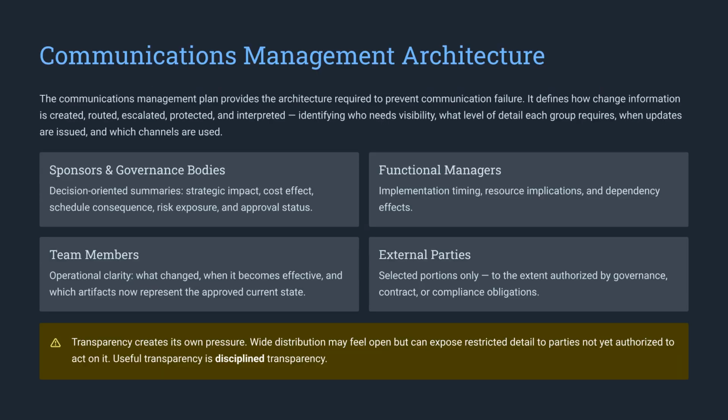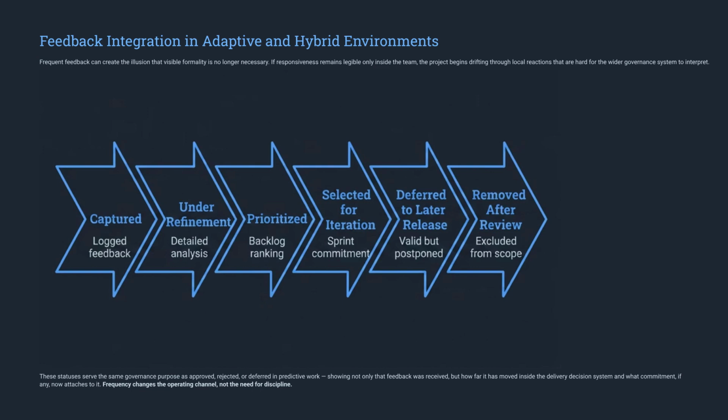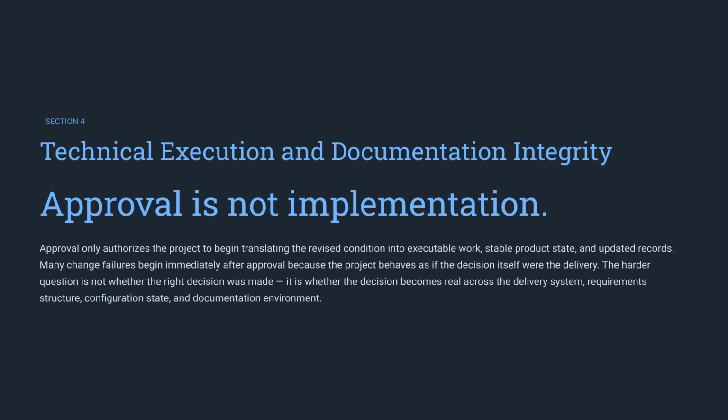A strong communications management plan is the backbone of project integrity. It ensures that critical change information is created, routed, and understood by the right people, while shielding sensitive details from unauthorized access. Frequent feedback in adaptive environments is valuable, but it must be managed. Without discipline, the project risks drifting into local reactions that the wider governance system cannot interpret, ultimately undermining the project's goals. Remember, approval is not the same as implementation.